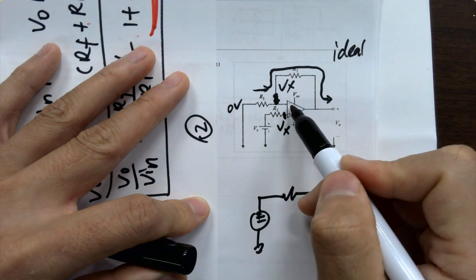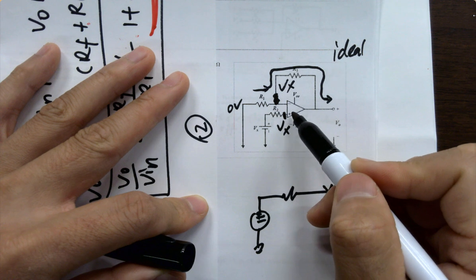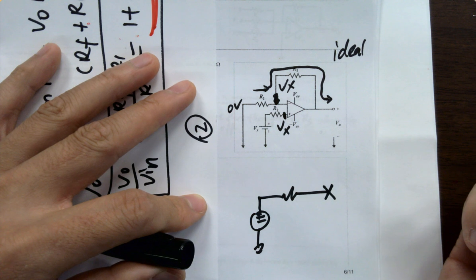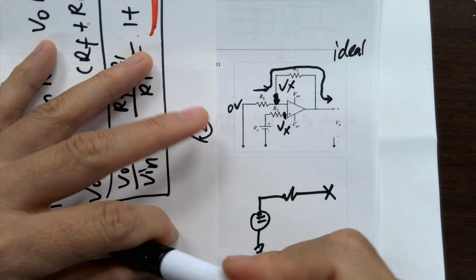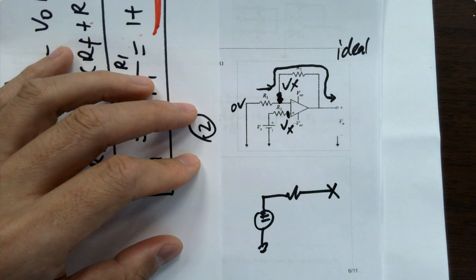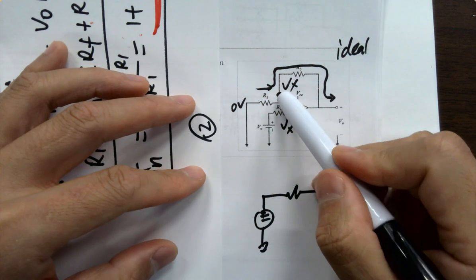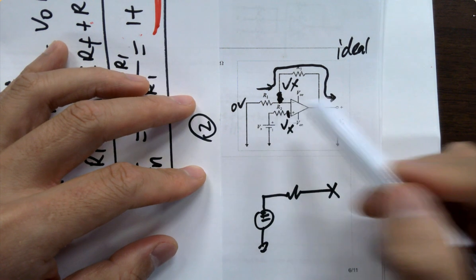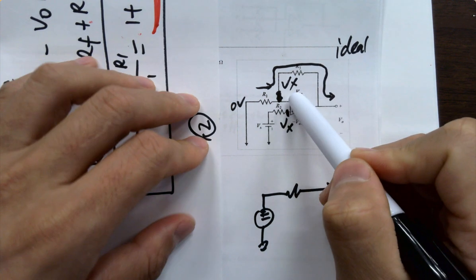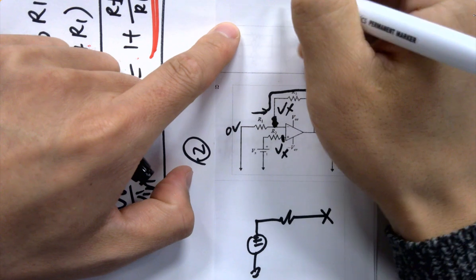Because it's connecting to the inverting terminal. So is there no negative feedback when the input is connected to the positive terminal? If there's no negative feedback, these won't be equal. So there is negative feedback, because it's connected to the inverting terminal. That's why it's negative feedback. I think we explained that a little bit last time.